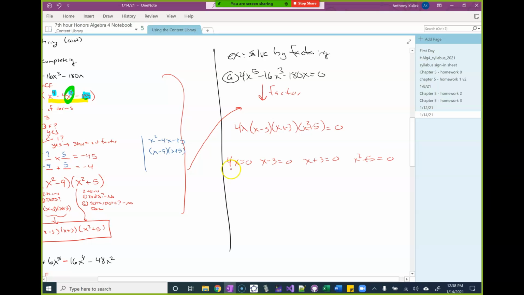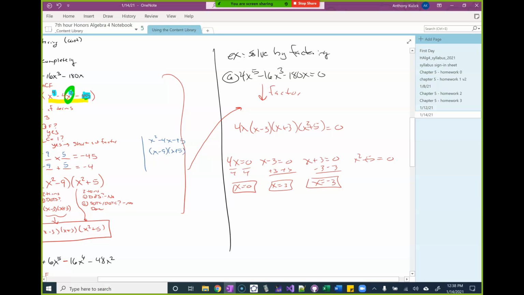All right, so 4x is equal to 0. Just divide both sides by 4. X equals 0. Add 3 to both sides, we get x equals 3. Subtract 3 from both sides, we get x equals -3. Those are all easy to do.